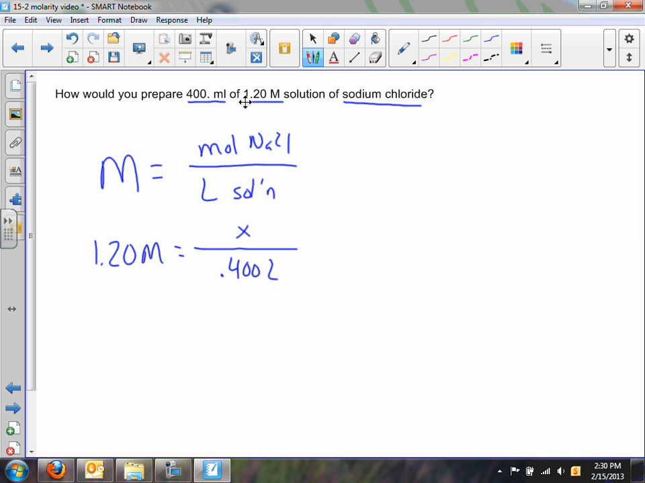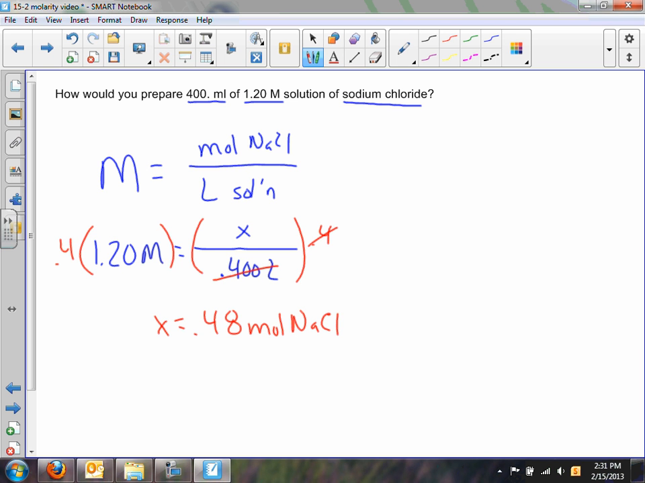To solve for x, you just have to multiply both sides by 0.4. And then when you take 0.4 times 1.2, you end up getting x equaling 0.48, and x was moles of the solute. In this case, my solute is salt, NaCl. That doesn't answer the question. It says, how would you prepare that?